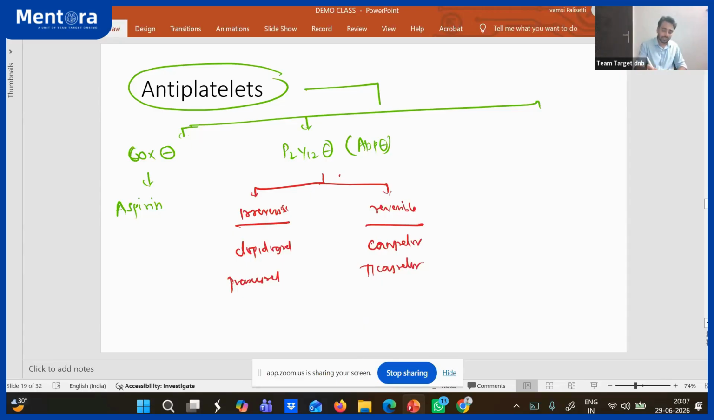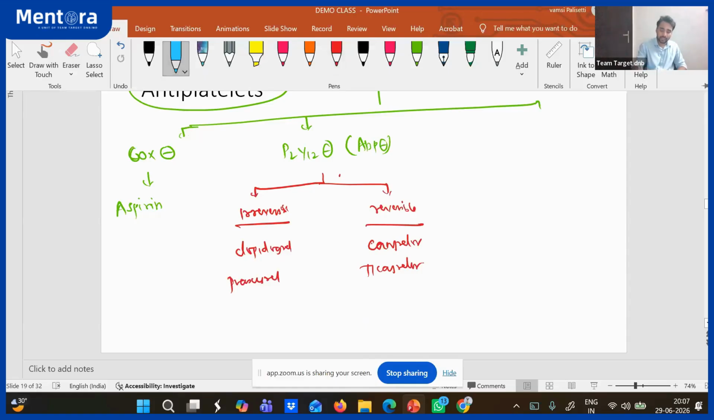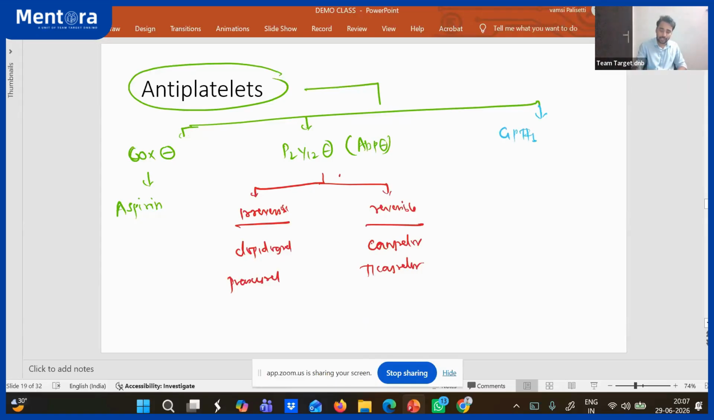And the other drugs are your GP2B3A inhibitors. What are those drugs? They are abciximab, eptifibatide, and tirofiban. The three drugs are very, very important. Why they asked is, what is the GP2B3A inhibitor that we use in coronary syndrome? It is tirofiban, which we use as an injectable infusion before doing coronary angiography, or after doing coronary angiography we give tirofiban as an infusion also.